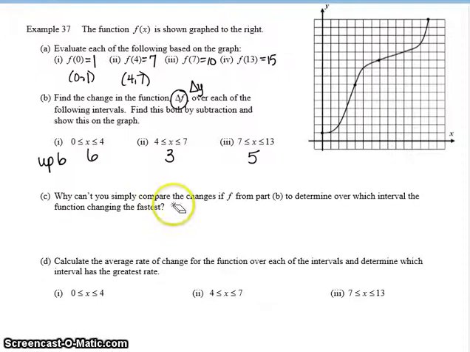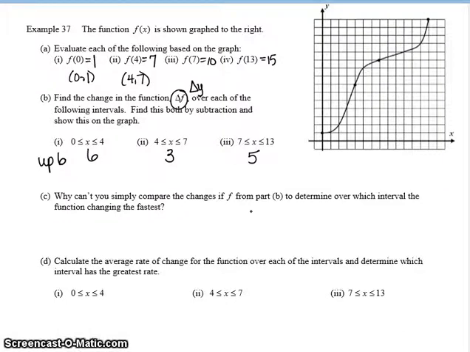Why can't you simply compare the changes in f from part B to determine over what interval the function's changing the fastest? I'm going to actually come back to that one in a minute.